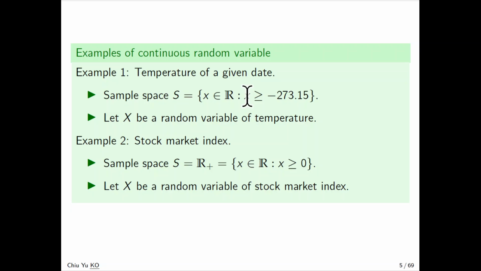Now we give another example, that of a continuous random variable. The first example is temperature. Temperature is continuous, and it must be bigger than absolute zero, because no temperature is below negative 273. So X is the random variable.